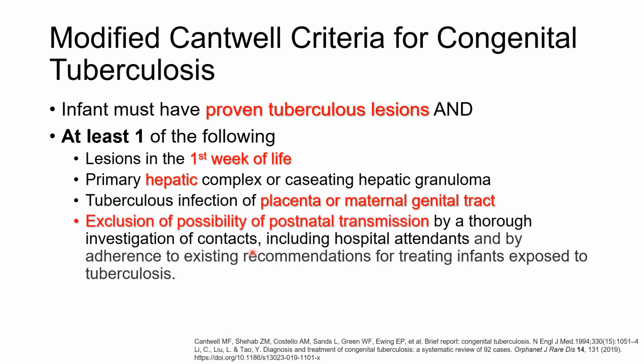And last is exclusion of possibility of postnatal transmission by a thorough investigation of contacts, including hospital attendance, and by adherence to existing recommendations for treating infants exposed to tuberculosis. Along with a proven tuberculosis lesion, there must be one of these four. If it is present, we can possibly tell that the child might be suffering from congenital tuberculosis.